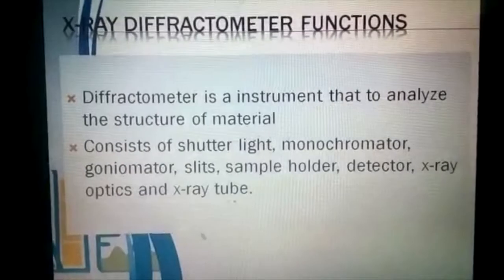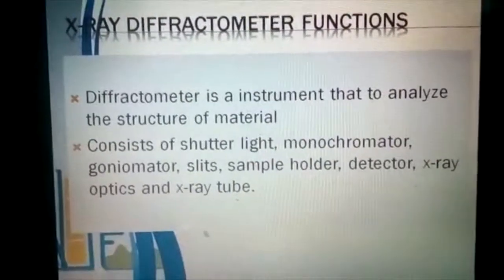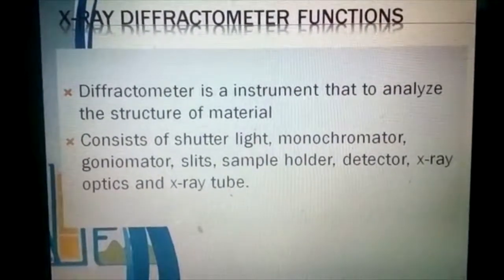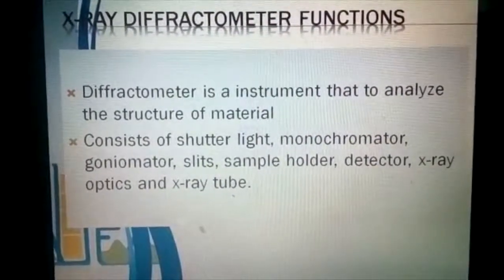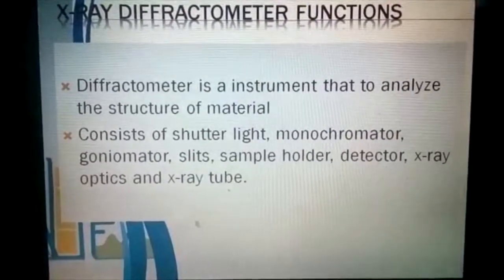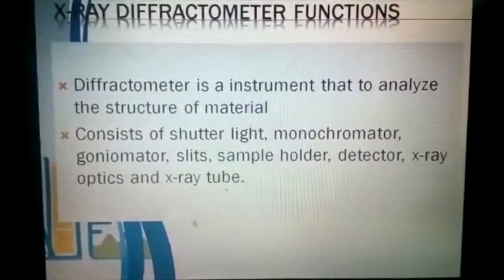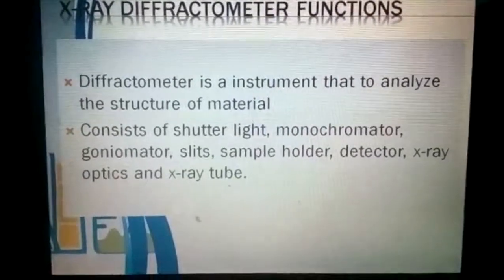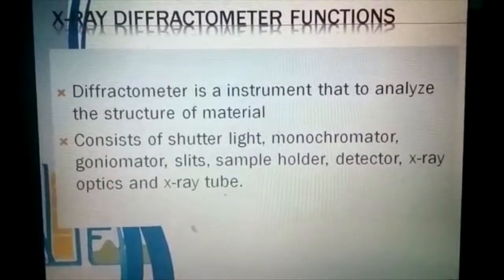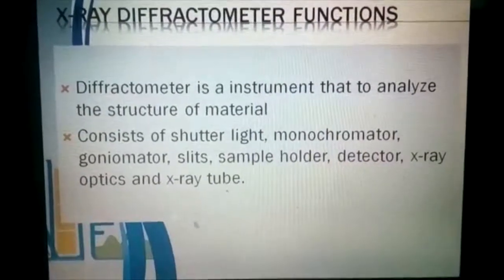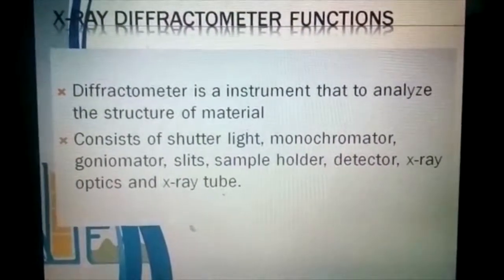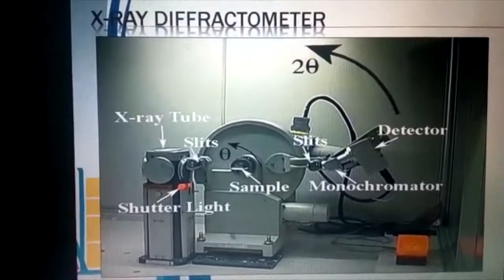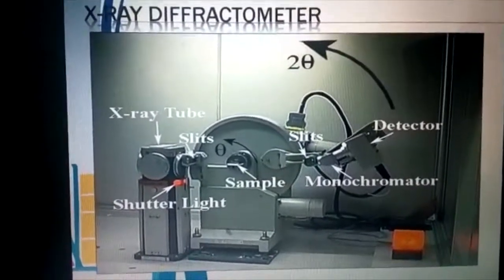These are the X-ray diffractometer functions. A diffractometer is an instrument used to analyze the structure of material. It consists of a shutter, monochromator, goniometer, slit, sample holder, detector, X-ray optics, and X-ray tube. Each of these parts has its own function. This is an example image of the X-ray diffractometer.